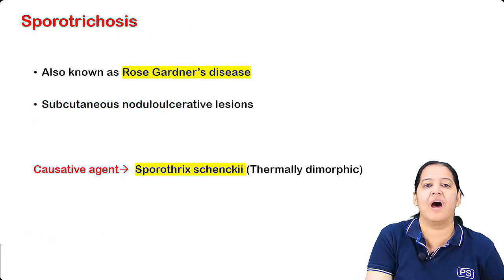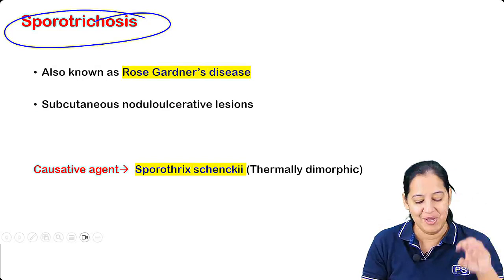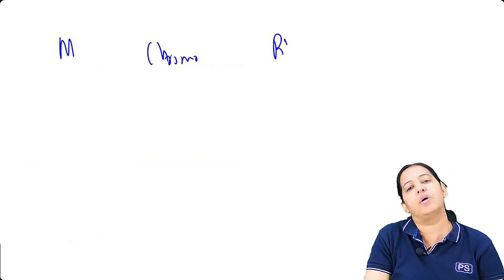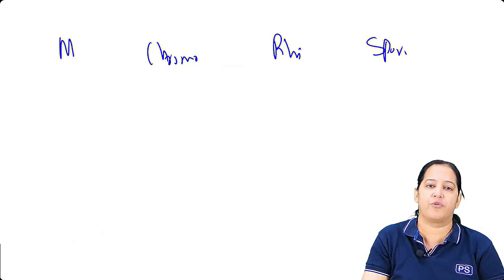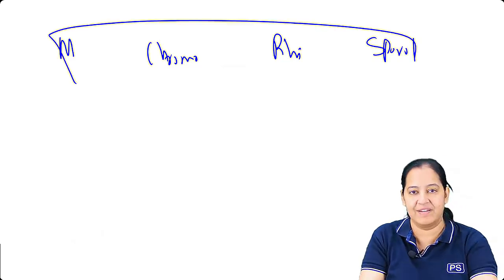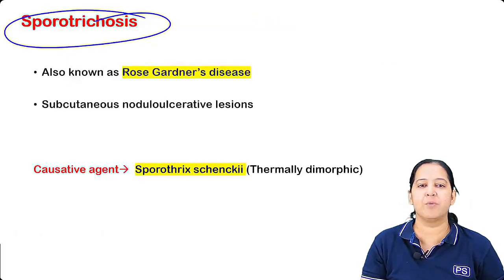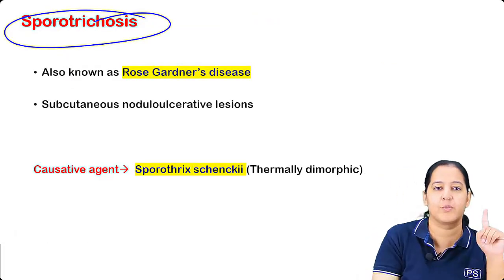Okay, let's go. The last one is sporotrichosis, the fourth. So we have seen mycetoma, we have seen chromoblastomycosis, we have seen rhinosporidiosis. And now I'm teaching you the last one here, sporotrichosis. The subcutaneous mycoses will be done, and then we will move to the next category. Let me complete the last one, sporotrichosis. Let's start quickly.